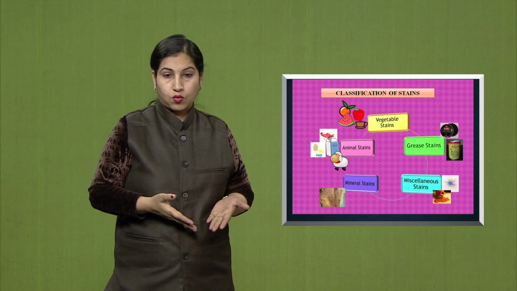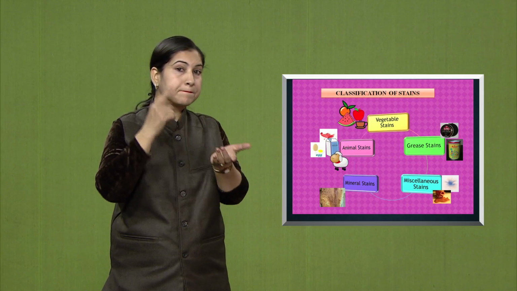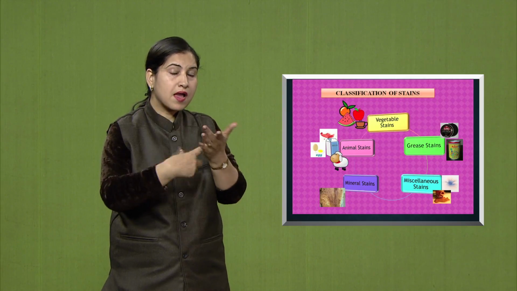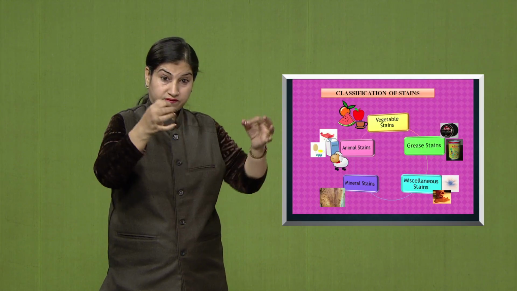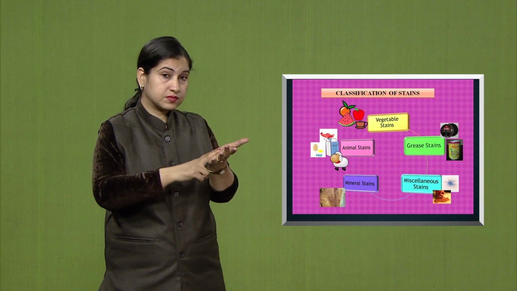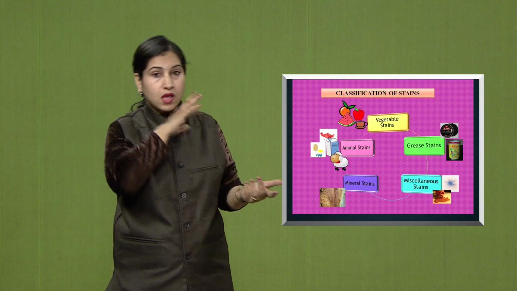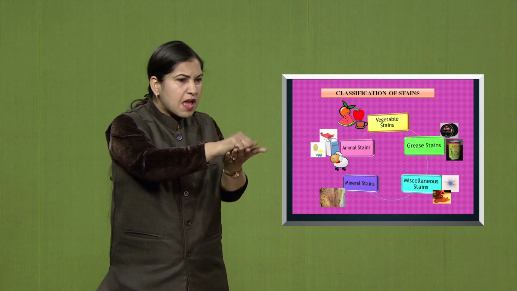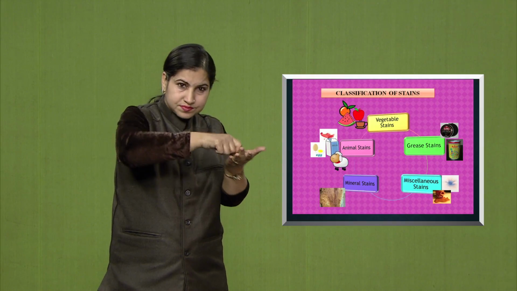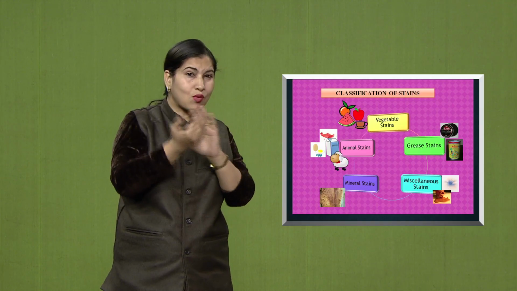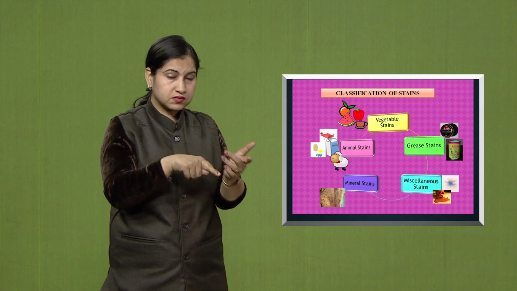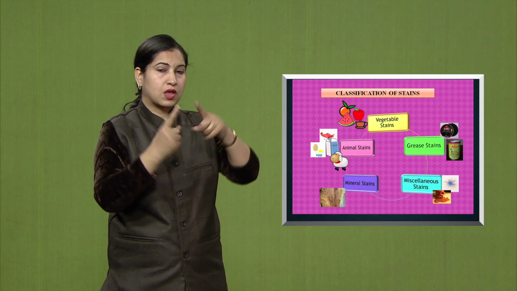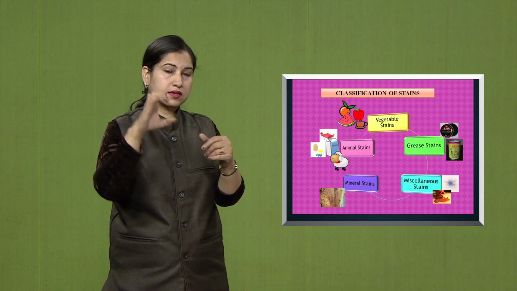Now we come to removal of mineral stains, that is iron rust stains. For removing fresh iron rust stains from white cotton cloths, you should rub the stain with lime juice and salt. For old stains from white and colored cotton clothes, you should apply dilute oxalic acid and neutralize with dilute borax solution.